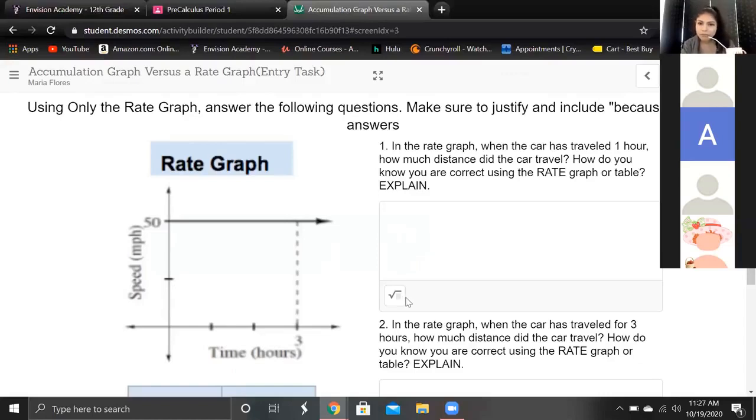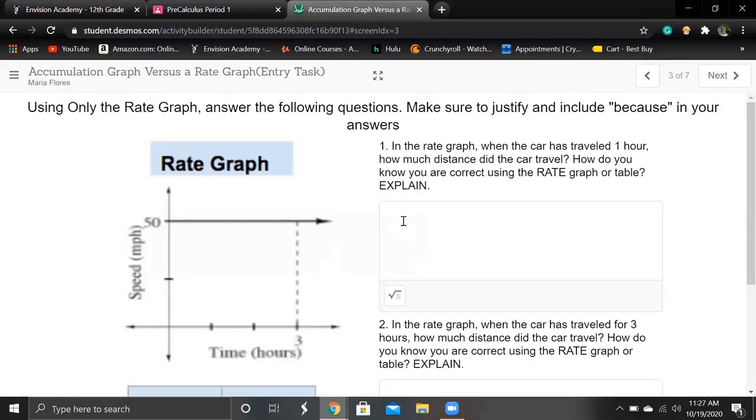In the rate graph, when the car has traveled 1 hour, how much distance did the car travel? How did you know you are correct using the rate graph or table? Explain.